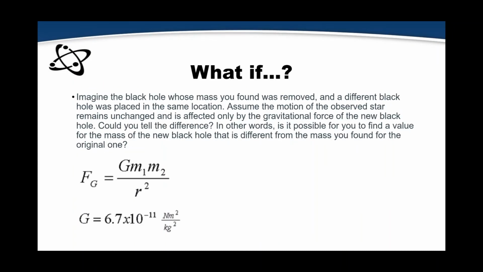If the mass of the black hole was changed, but the location of the motion of the star remained the same, it would not be possible to determine the difference between the two black holes. This is due to the force of gravity equation, as seen on the slide. If none of the other variables are changed, or the star stays on the exact same trajectory, it is not possible for the mass of the black hole to be any different.